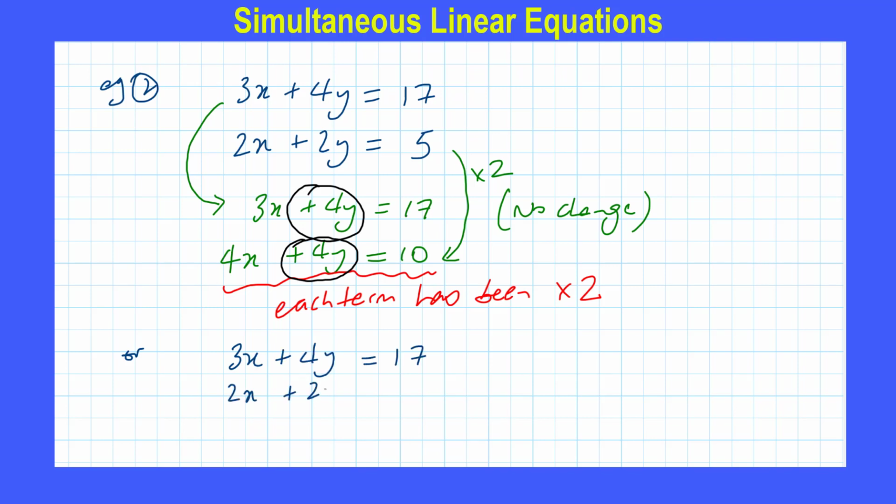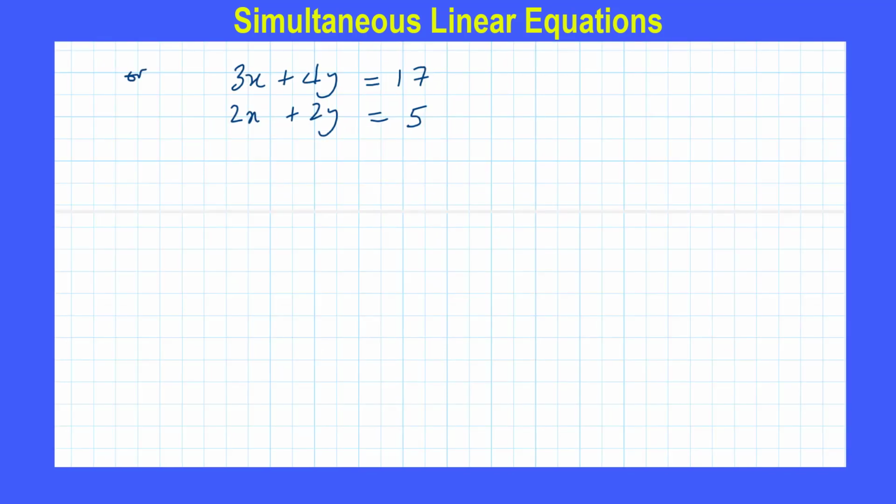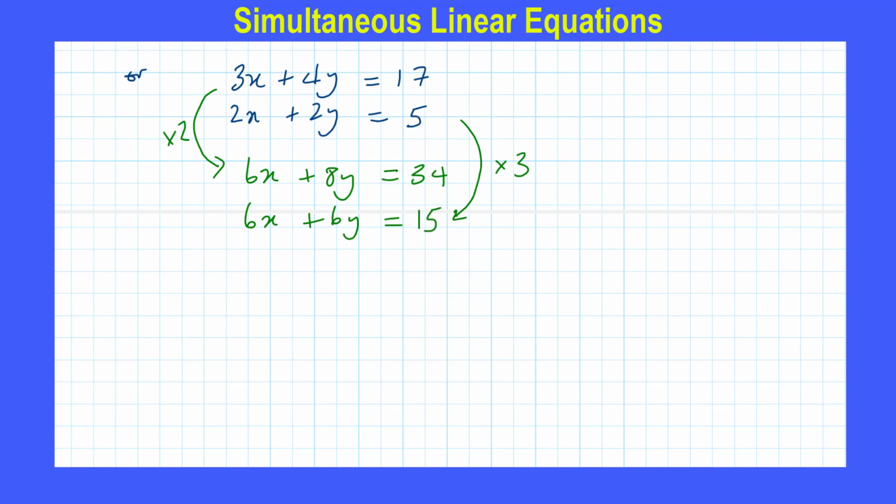Alternatively, maybe it was the x's I wanted to deal with. So exactly the same question, but this time what I'm going to do is multiply the top equation, the first equation, by 2, so I double every term. 6x plus 8y equals 34, and the second equation by 3. And now if you look, I've got a 6x in both of them. We've got one term to be the same in both equations, so we will be able to proceed with our method.